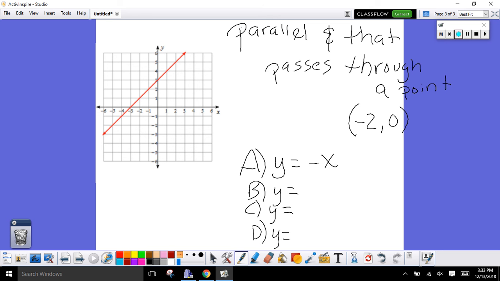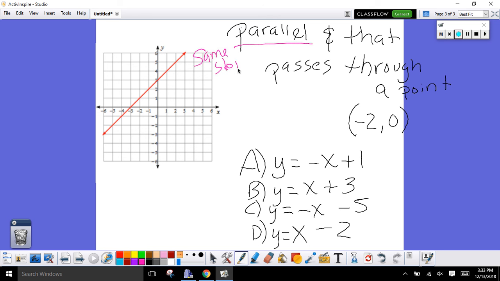So let's have -x plus 1. Let's have -x minus 5. Let's have a positive x for these other ones, and then let's have a plus 3, and then let's have a minus 2 right here. Just created my multiple choice really quickly. So one of these lines is going to have to be parallel. Parallel means the same slope. Excuse me guys for my bad writing. So same slope, and that passes through this point, so it has to satisfy both.